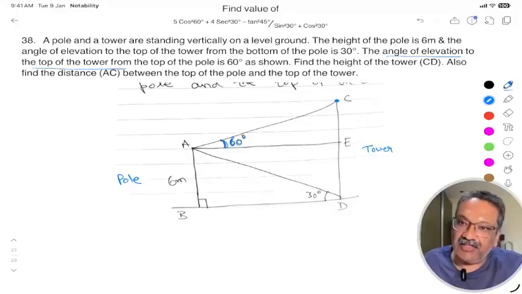But what is the sentence before this saying? The height of the pole is 6 meters. Okay, 6 meters is all right, and the angle of elevation to the top of the tower, that means C.